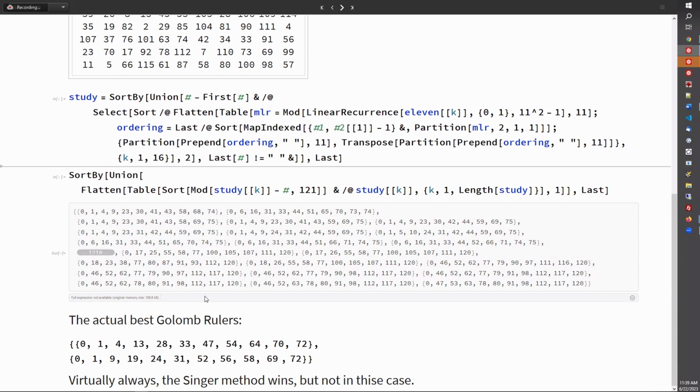It has length 34. Well, it turns out that the best Golomb ruler found with a computer search has length 32. So this is one case where the Singer method did not work. It was a computer search that found it. However, there are only 8 known occurrences where the Singer method did not work. In all of these searches, nothing in the past 20 years has been something new.